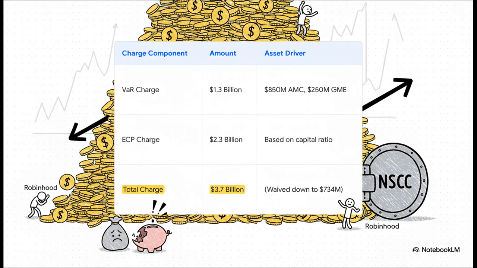And this right here shows you the sheer scale of the problem. On the morning of January 28th, the main clearinghouse, the NSCC, went to Robinhood and handed them a bill, a collateral call, for $3.7 billion, due immediately. This wasn't a fine, it was basically a security deposit they needed right then to prove they could cover all the insanely risky trades happening on their platform. The problem? Robinhood didn't have it.